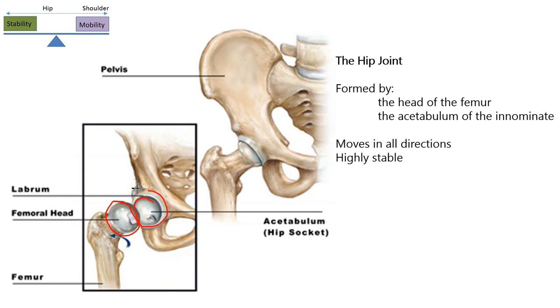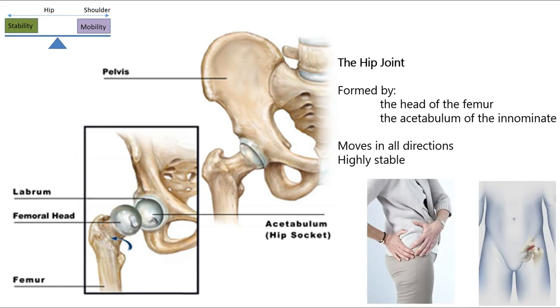Because of this depth, the hip joint's rather stable, as we can see here in this stability-mobility diagram. However, it also moves in plenty of directions, so it's rather mobile, but not as mobile as the shoulder joint. There are three additional concepts I'd like to point out.